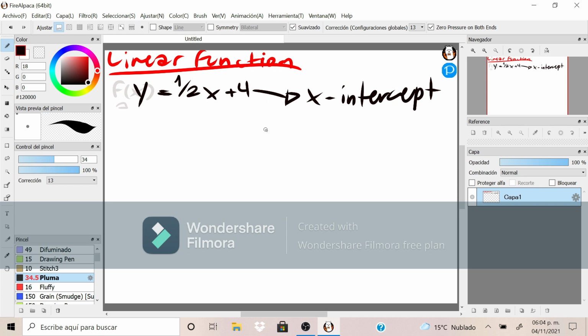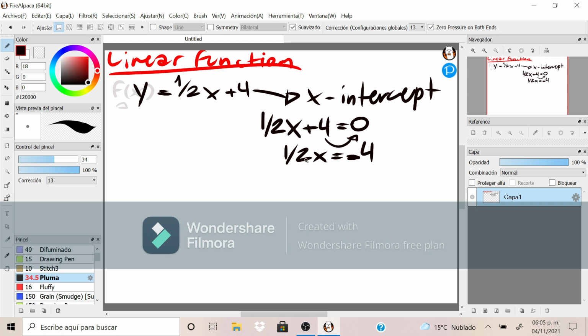So 1/2 x plus 4 equals 0. This 4 is gonna go over here, and it's gonna become a minus 4, because when it crosses the border, it has to change sign. So basically 1/2 x equals minus 4.